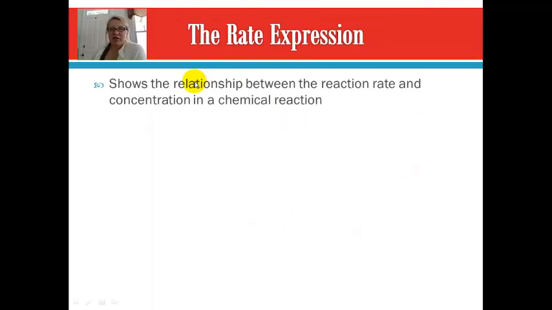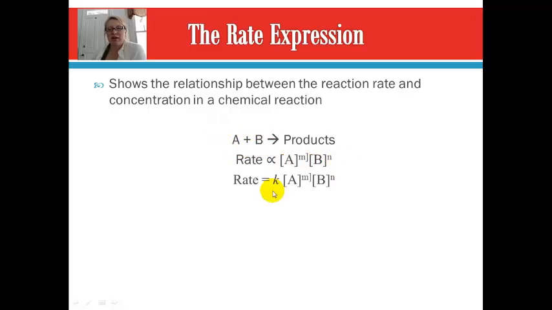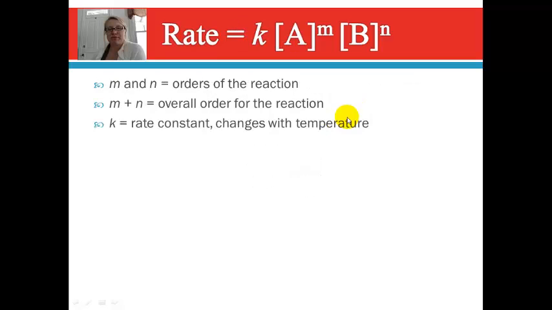The rate expression shows the relationship between the reaction rate and the concentration in a chemical reaction. So we talked last lesson about how if you increase the concentration of reactants, you're going to speed up your reaction. So the rate only depends on the reactants. So here we have A plus B going to products. And we know that if we increase either of these concentrations, we're going to speed up the rate. So the rate is equal to a constant k times the concentration of A to some power times the concentration of B to some power.